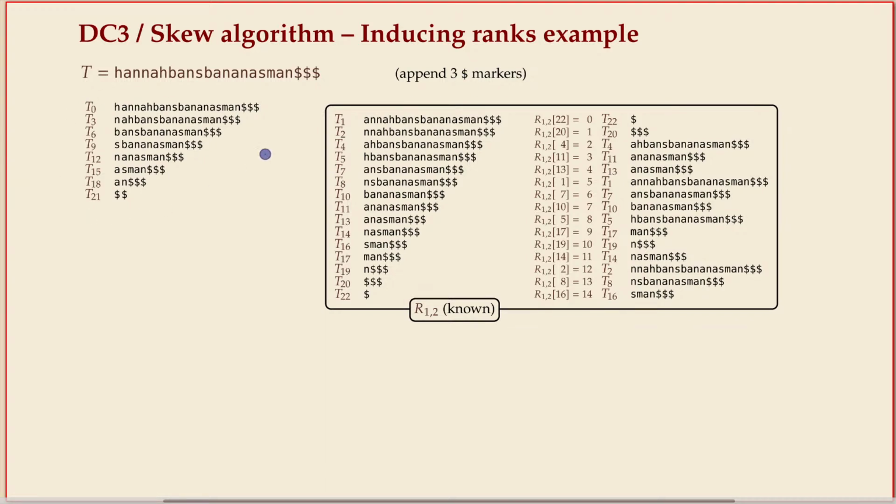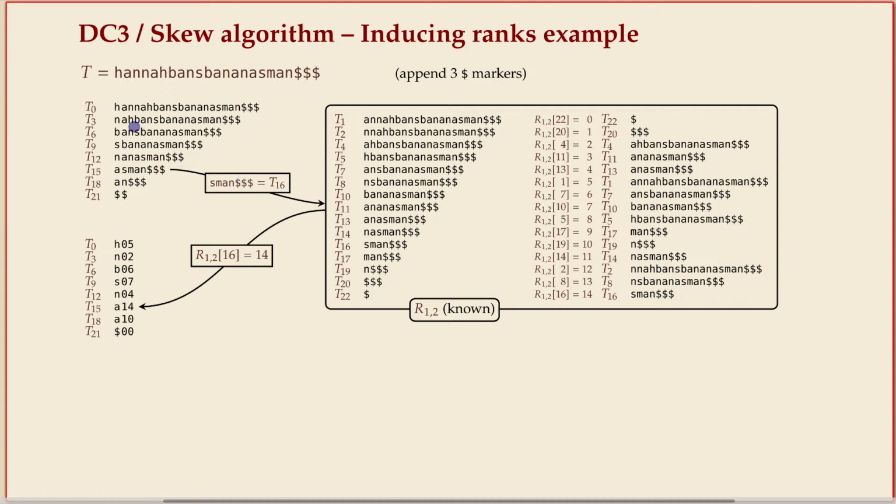Here are the suffixes that we would like to sort now. That's the ones that start at multiples of 3. And here are all the others, which we have recursively sorted. So here they are in sorted order, and here's their rank array. I don't know if it's big enough to read, but you can check the slides if you want.